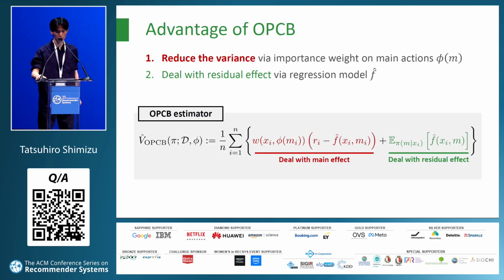The great thing about this estimator is that, firstly, we can reduce the variance by importance weighting on the main actions phi m. And secondly, we can also deal with the residual effect via the regression model F hat.